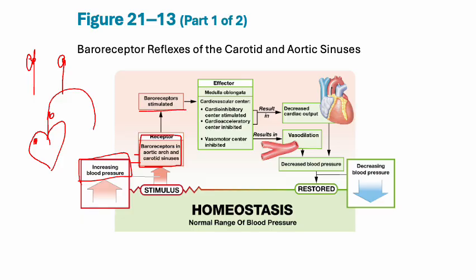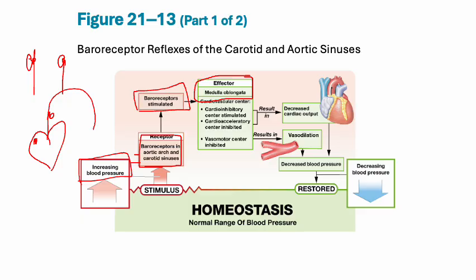When the baroreceptors are stimulated because the pressure has gone up, increasing blood pressure has occurred, the effectors are the medulla oblongata and their respective cardiovascular centers, right? The cardioinhibitory centers are stimulated, which helps to slow the heart rate, which is going to slow cardiac output, right? Which brings the pressure back down.